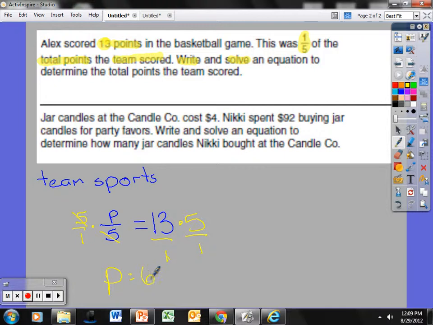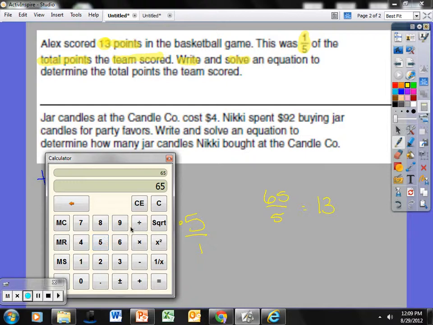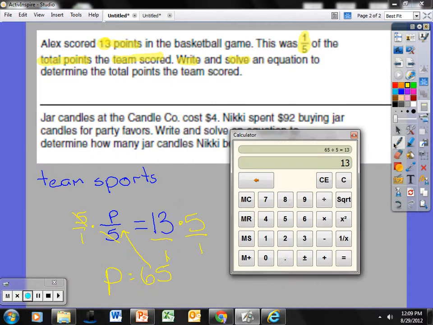That equals 65. Now, I always want to check my work, so I can substitute back in the 65 for P. It now becomes 65 divided by 5 is hopefully equal to 13. We will check. I'll even use a calculator. 65 divided by 5 is equal to 13. So 13 checks 13.